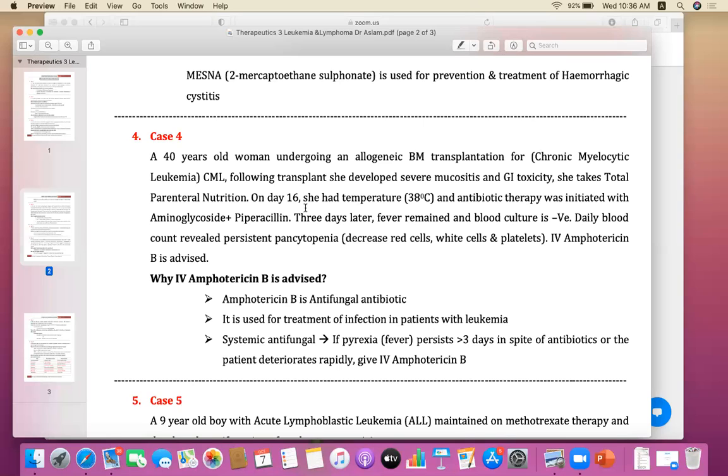3 days later, after taking the antibiotics, aminoglycoside and piperacillin, the fever remains and the blood culture is negative. Blood culture is negative for specific bacteria, but there is a fever. Daily blood count revealed persistent pancytopenia. What is pancytopenia? Decrease in red cells, white cells, and platelets. This condition is called pancytopenia.